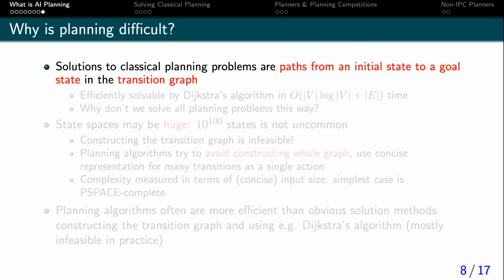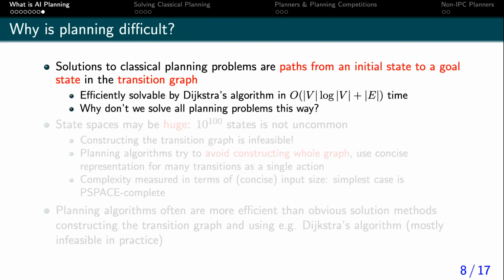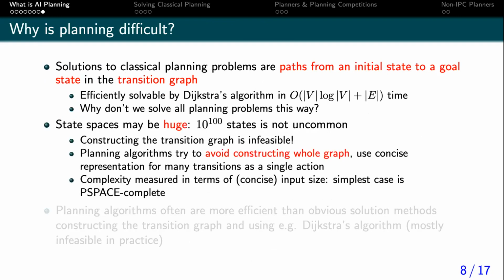Now that we have defined the computational problems, we need to ask ourselves how difficult are these problems. Plans correspond to paths in the transition graph of the planning problem. And we know that finding even an optimal plan in a graph can be done efficiently in polynomial time. But polynomial in what? The typical number of nodes in the transition graph is huge, and constructing it is not feasible in practice, even for relatively small problems.